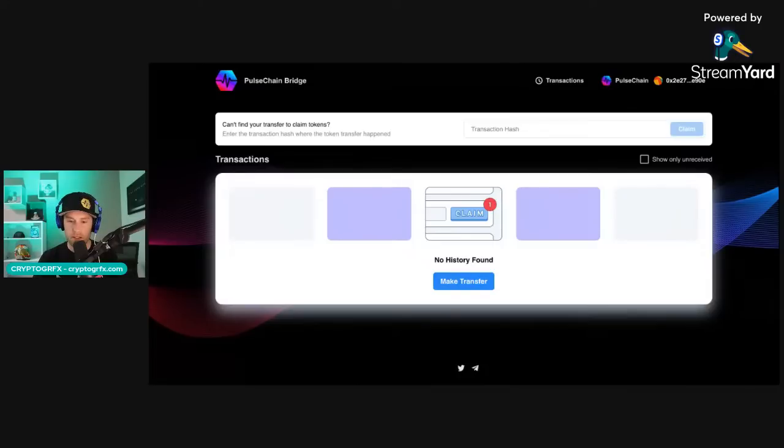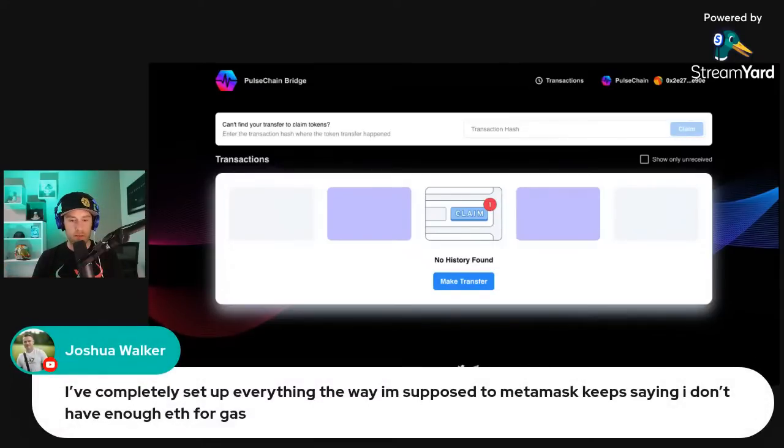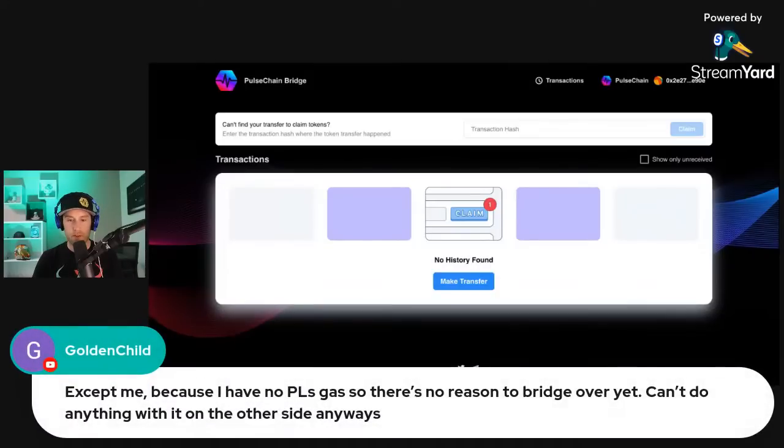Let's see here. Completely set up everything the way I'm supposed to, but MetaMask keeps saying you don't have enough ETH for gas. Do you have ETH in your wallet for gas? That's why I would ask you. Except me, because I have no PLS gas, so there's no reason to bridge over yet. Can't do anything with it on the other side. Yeah, exactly. You guys need PLS on the other side once you bridge over, or you can't do any transactions anyway. So make sure you consider that.